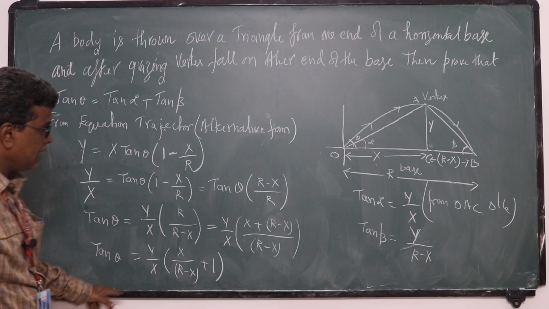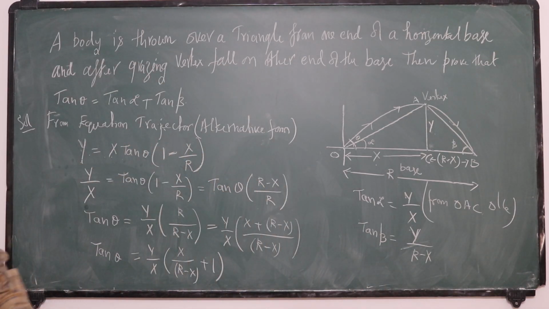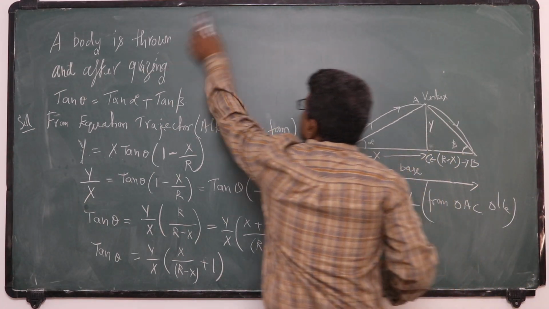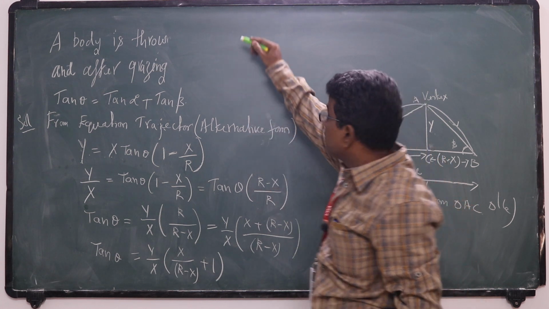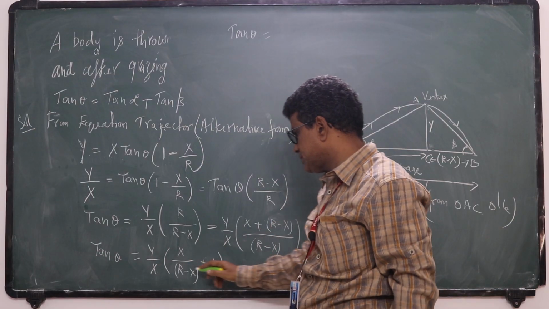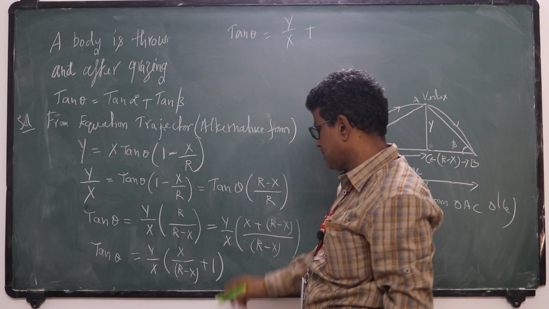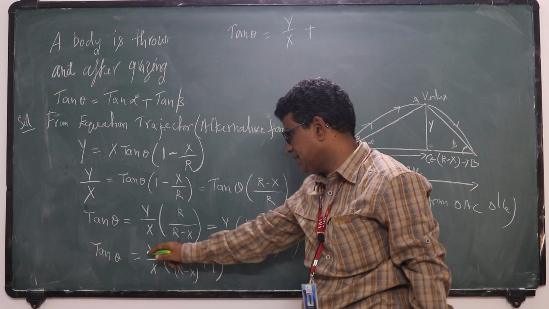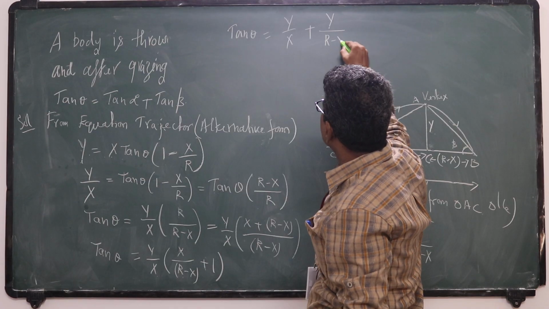So what you will get? Tan theta is equal to, I will write here. So tan theta is equal to y by x into 1, y by x plus y by x into x by r minus x. This x get cancelled. You will get y by r minus x.